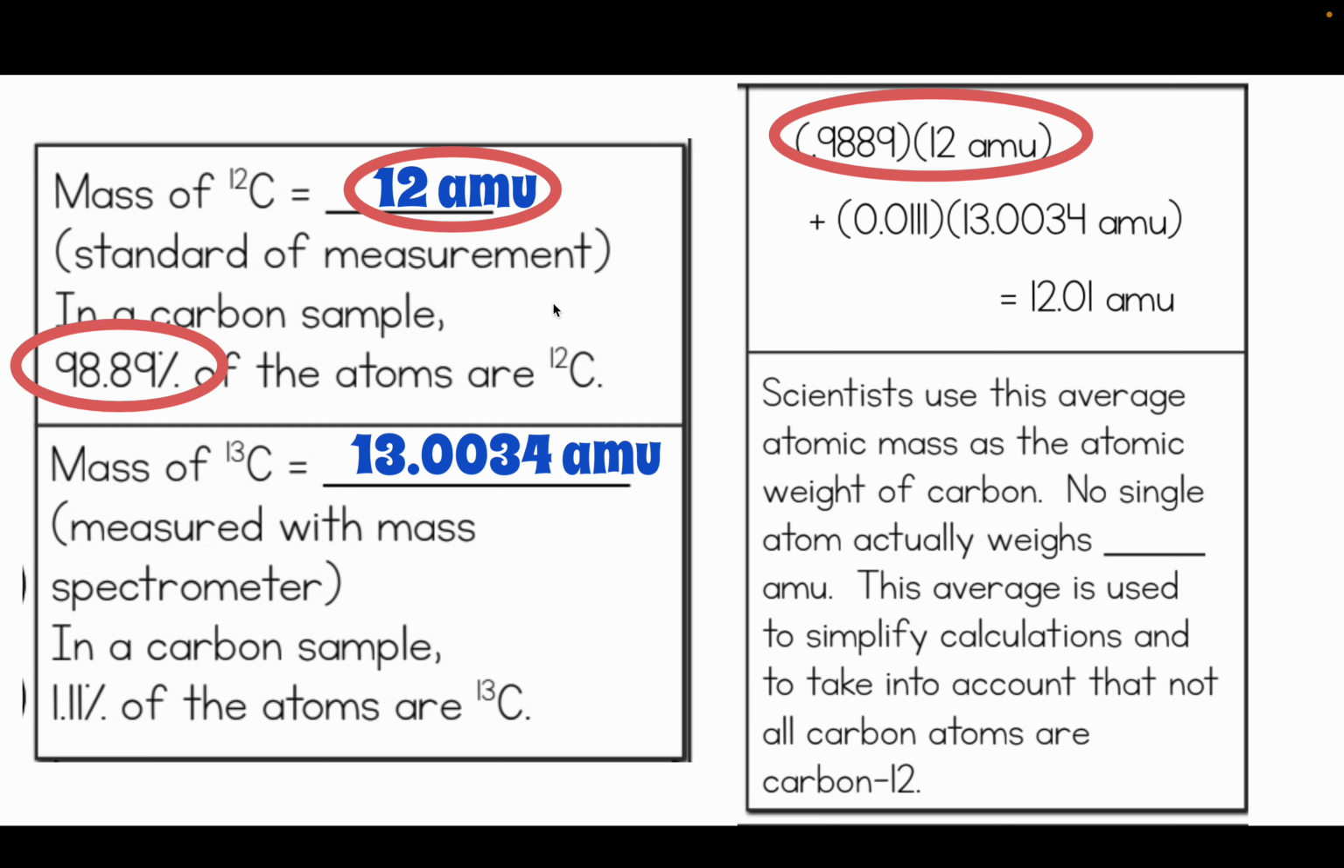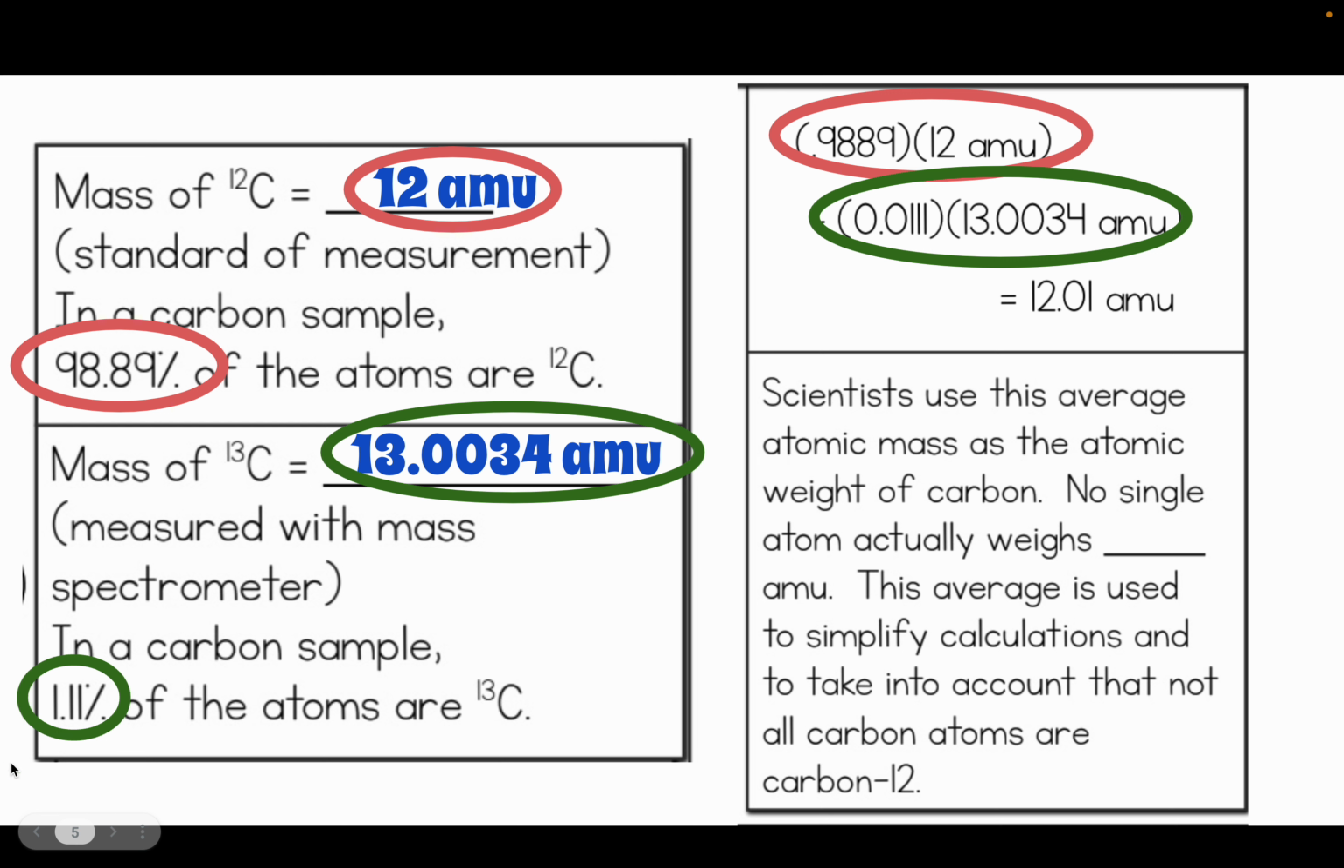Then I'm going to do the same thing with my carbon-13 atoms. I'm going to take the percentage of the atoms and multiply them by the actual mass. And you can see again, I took my percentage, I divided by 100 to give me the decimal, 0.0111. That's how many carbon-13 atoms I can expect to find in a sample of carbon times their actual weight. And then when I multiply my two numbers and I add them together, my pink number and my green number together, I end up with an average atomic mass of 12.01 atomic mass units. So scientists use this average atomic mass as the atomic weight of carbon.